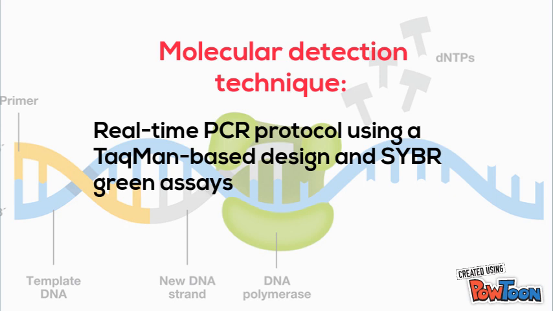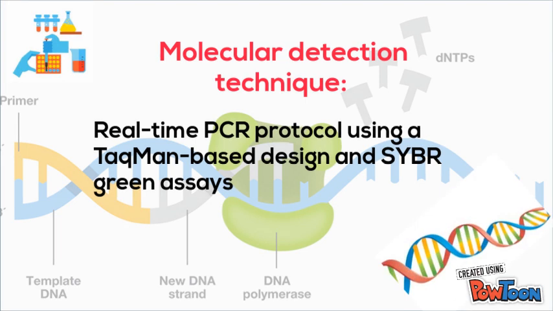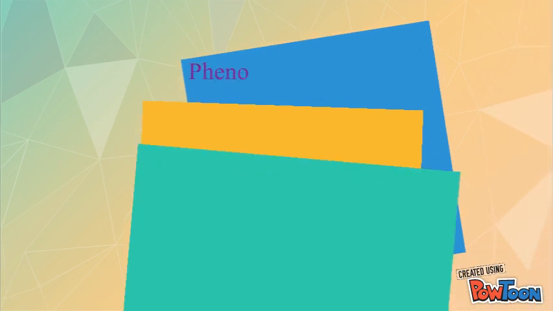Molecular detection techniques were also considered in detecting Cronobacter. A real-time PCR protocol using a TaqMan-based design and SYBR Green assay were reported to be highly specific, sensitive, and efficient methods in detection of Cronobacter species.